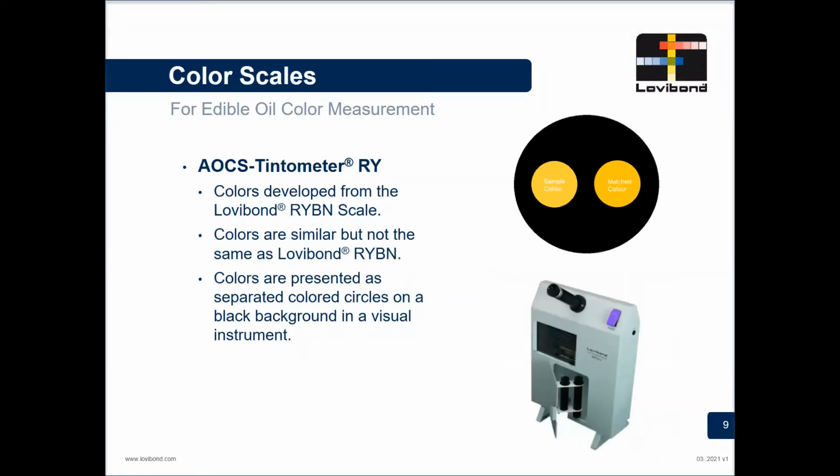So we come to the AOCS Tintometer red-yellow colour scale. It's a development of the Lovibond RYBN. Colours are similar, but they're not quite the same. Now you can see here on the field of view, we have 2 coloured circle dots. So the fields aren't presented together. This means that it's easier for us to ignore the brightness part of the colour match. So we can just look at the 2 dots and look at the red-yellow colour and ignore the brightness effect. If we put them close together, you'll see the brightness difference, but because they're separated with this black around them, the eye will ignore the brightness difference.